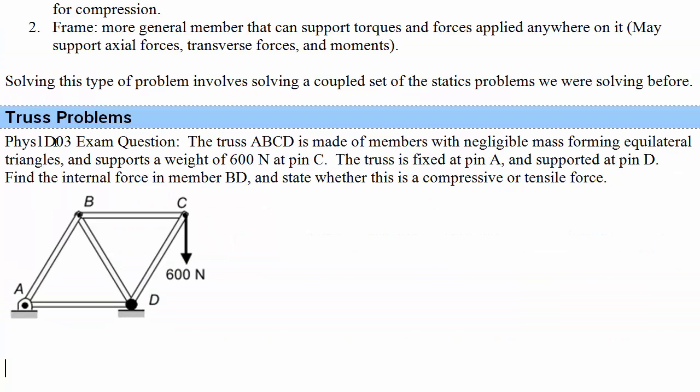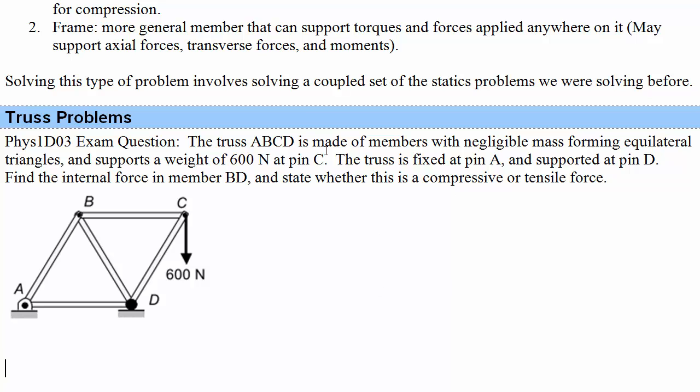An example problem for a truss is a problem from the Physics 1D03 exam. The truss ABCD is made of members with negligible mass forming equilateral triangles and supports a weight of 600 newtons at pin C. The truss is fixed at pin A and supported at pin D. Find the internal force in member BD and state whether this is a compressive or tensile force.